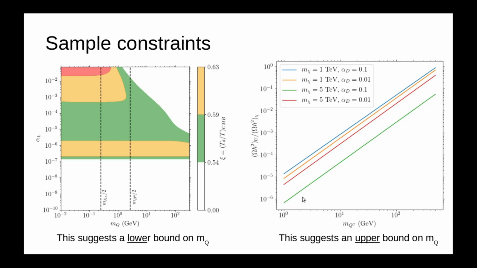On the other hand, we have this additional constraint that the dark quarks should contribute negligibly to the relic density. And since dark quarks annihilate mostly to dark photons, one can show that their relic density contribution is proportional to the square of their mass. So then, from that statement, one can show that we should have an upper bound on MQ. So combining these two results leads us to conclude that we have a window of allowed values for MQ.